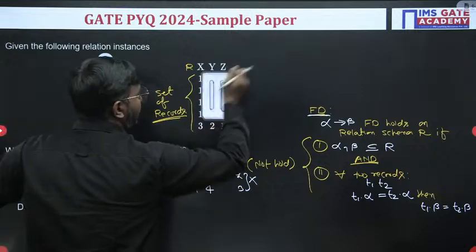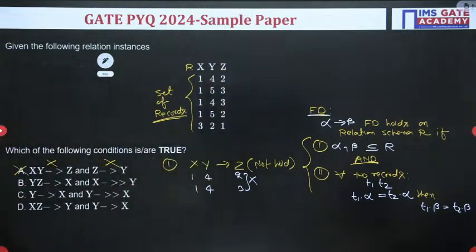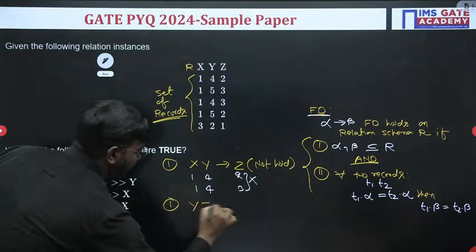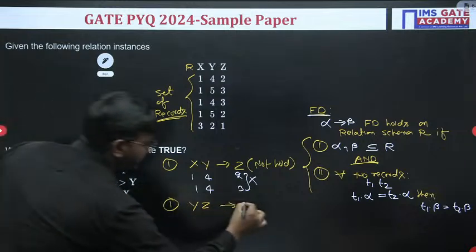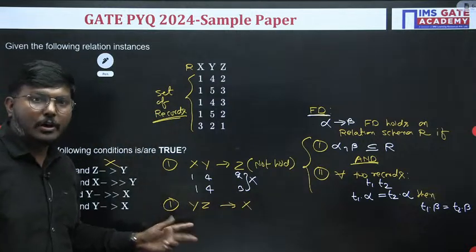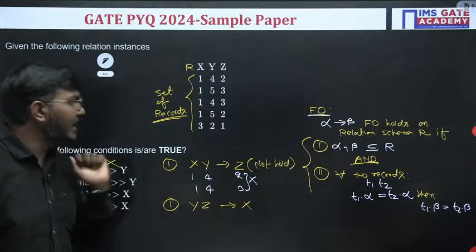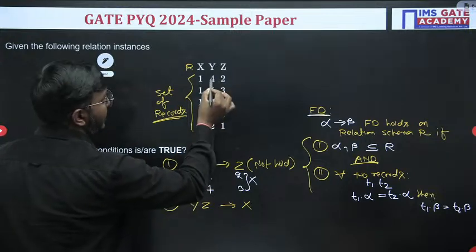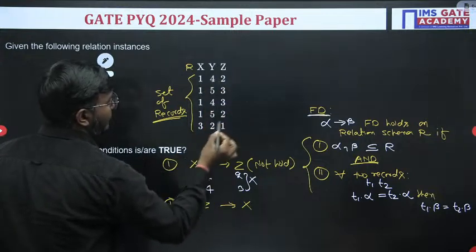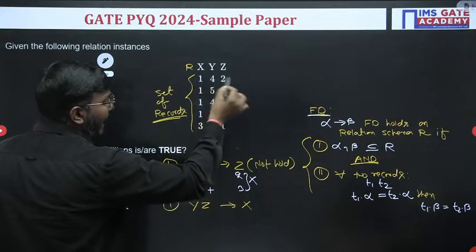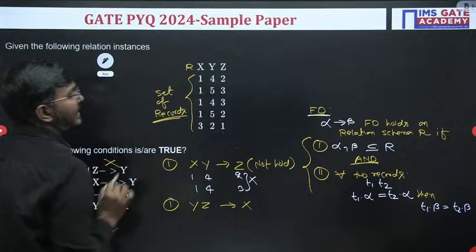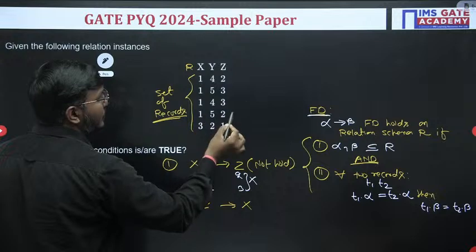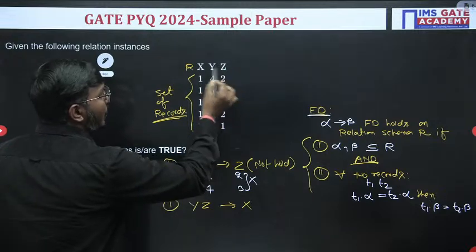Fine, very good. Now, similarly, see option B. Inside option B, the first one is yz determining x. I can see for every two records, if the yz value is the same, then the x value must be the same. Check the yz values: 42, 53, 43, 52, 21. Again, the yz value is unique for all the given records. 42 is not equal to any other, 53 not equal, 43 not equal, 52 not equal, 21 not equal. It means here the yz value is unique.